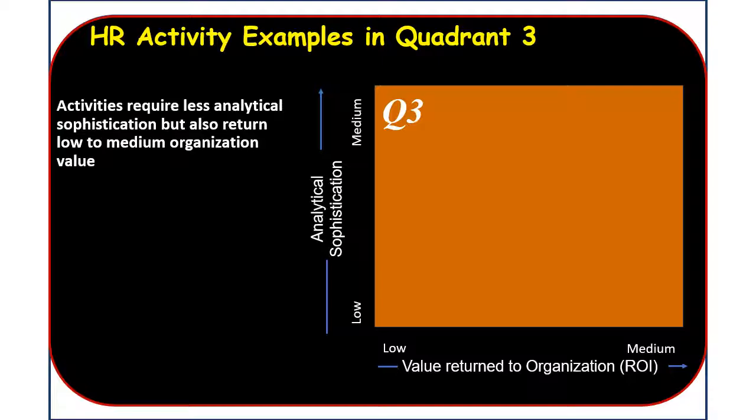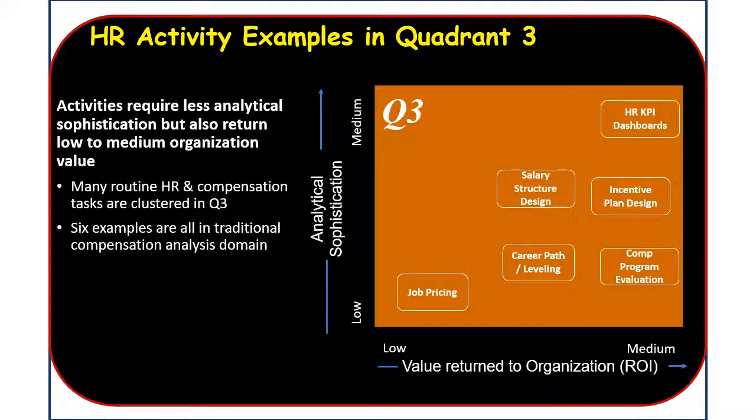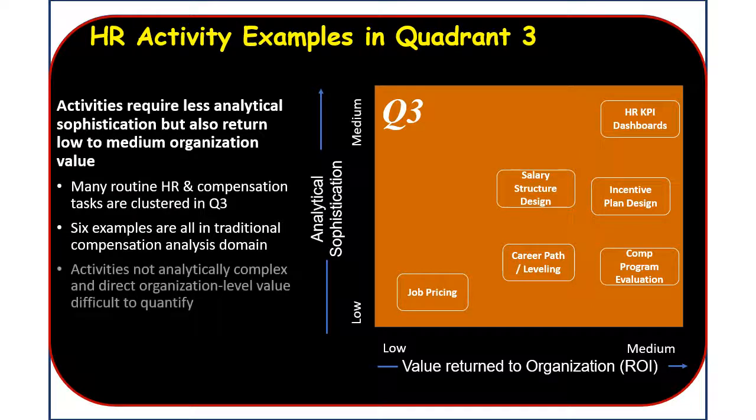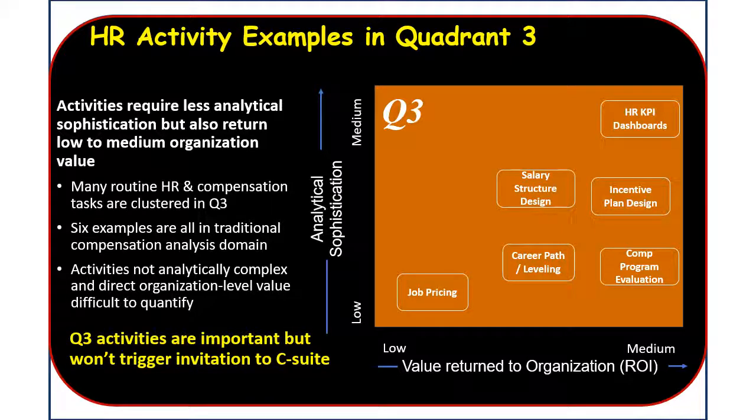Quadrant 3 activities require less analytical sophistication, but they also return low to medium organization value. Much of the routine work done in HR and compensation is classified in Q3. The 6 examples are all within the traditional compensation analysis domain. These activities are not complex from an analytical perspective, but it's also difficult to quantify direct organization level value. While these Q3 activities are important, they're not the type of analytics that will trigger a congratulatory invite to the C-suite.